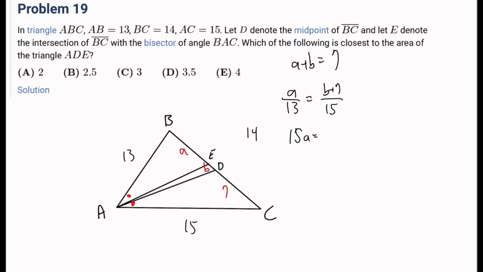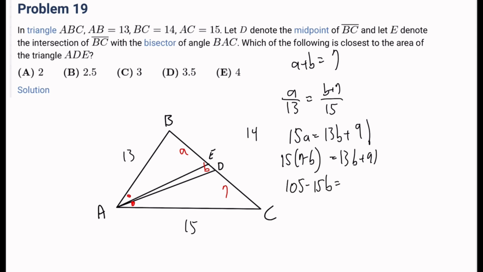So 15A equals 13B plus 13 times 7, which is 91, and A plus B equals 7, so we wanted to get B, right? So if we substitute A with 7 minus B, then we will get 15 times 7 minus B equals 13B plus 91. So this is 15 times 7, which is 105, minus 15B equals 13B plus 91, right? And so we will have 28B equaling 14, so B is equal to 1/2. So B is equal to 1/2, so we have the length of the base.